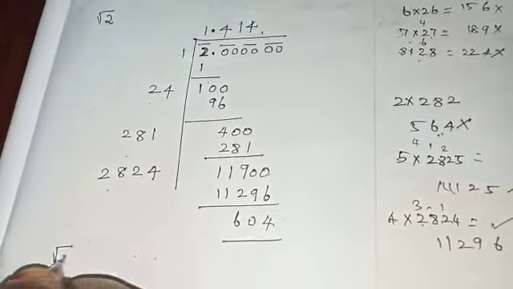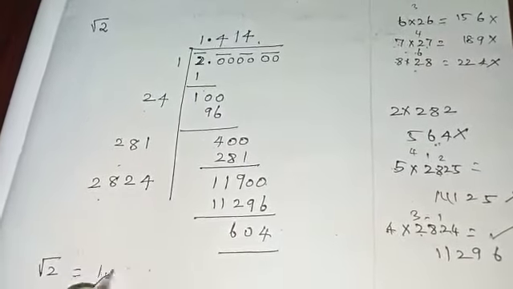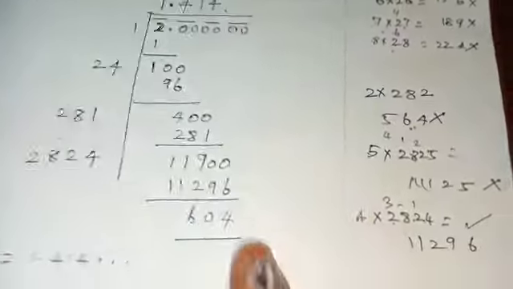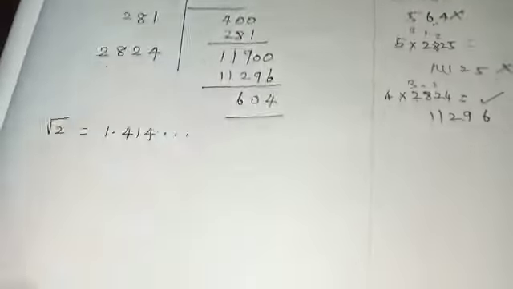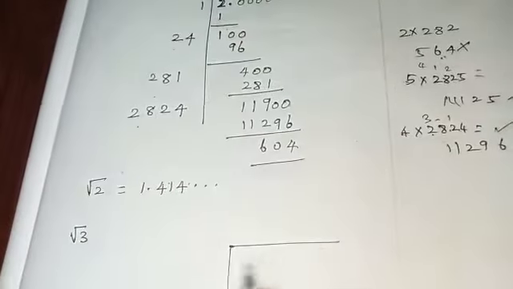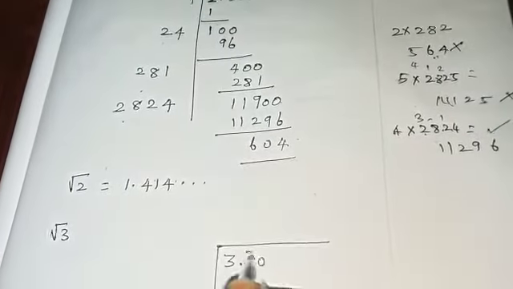So, the answer for root 2 is 1.414 etc. The process will continue going on like this. Okay. Next, root 3. So, root 3. 3, I will take 3 pairs of zeros.